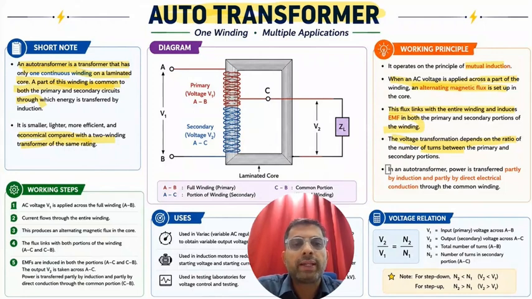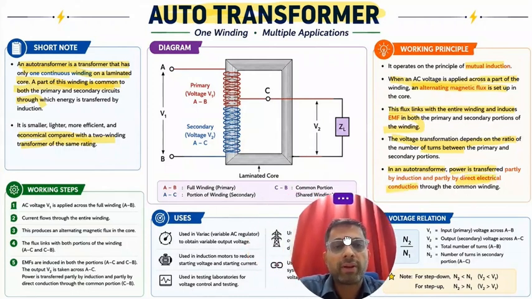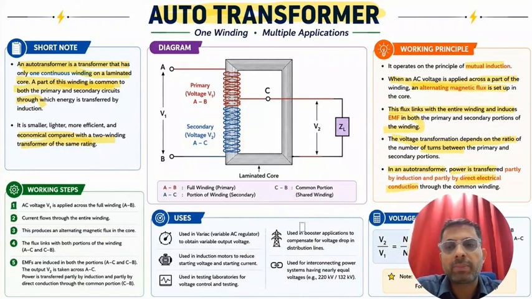So, a very important line: in an auto transformer, power is transferred partially by induction and partially by direct electrical conduction through the common winding. This is the different thing. So this is the working principle, or you can say the working steps, for this auto transformer.